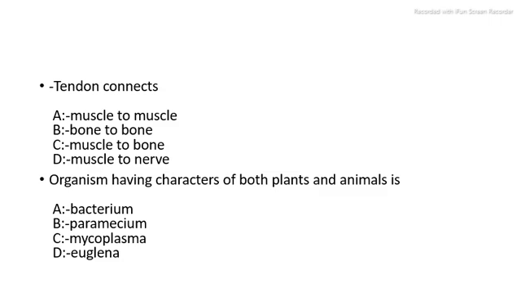Next question, tendon connects. So we already discussed this question. Tendon connects muscle to bone. Okay, so the correct answer is option C, that is muscle to bone.